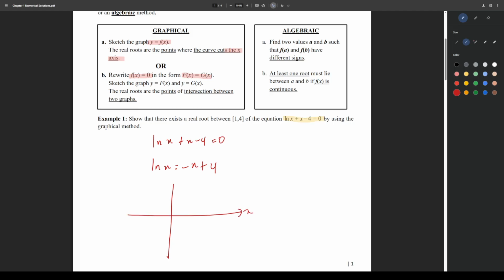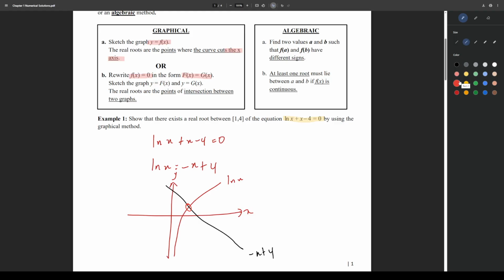Jadi kita ada x, kita ada y. Right, ln x, very easy. Ln x, and for negative x plus 4, saya buatlah warna hitam lah. So negative x plus 4, kita sketch saja, tak cari betul-betul lah. So this is negative x plus 4. Okay, so if we look here, there is an intersection here. So intersection tu adalah positive.